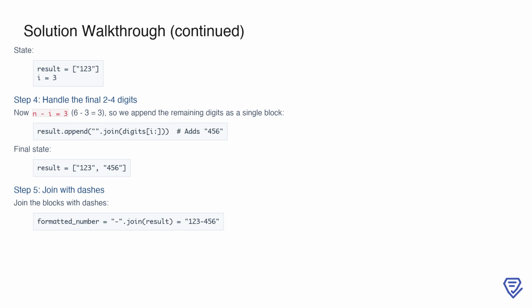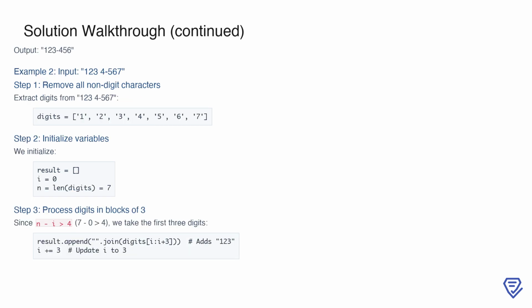With all digits processed, the last step is to join the blocks using dashes. When we join 123 and 456 with a dash, the formatted phone number becomes 123-456. The final output for this example is 123-456.